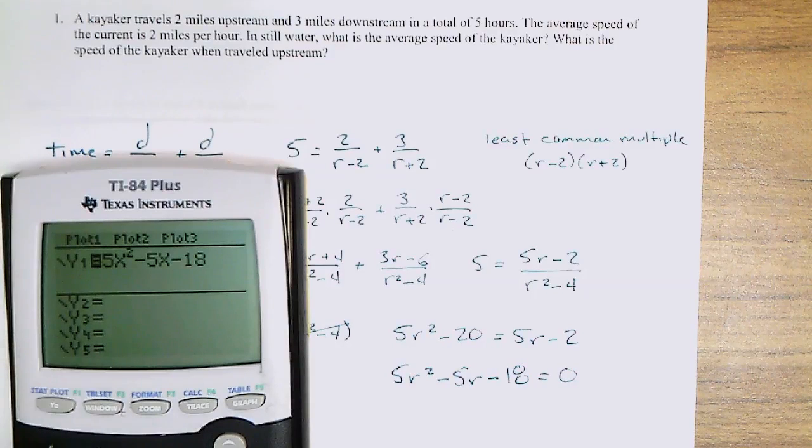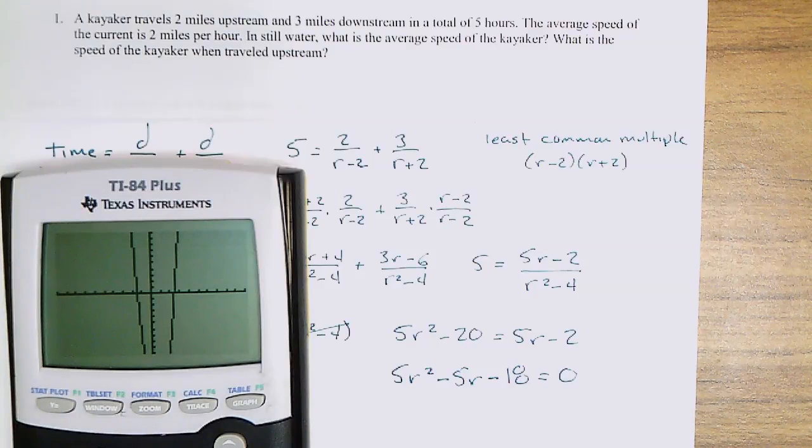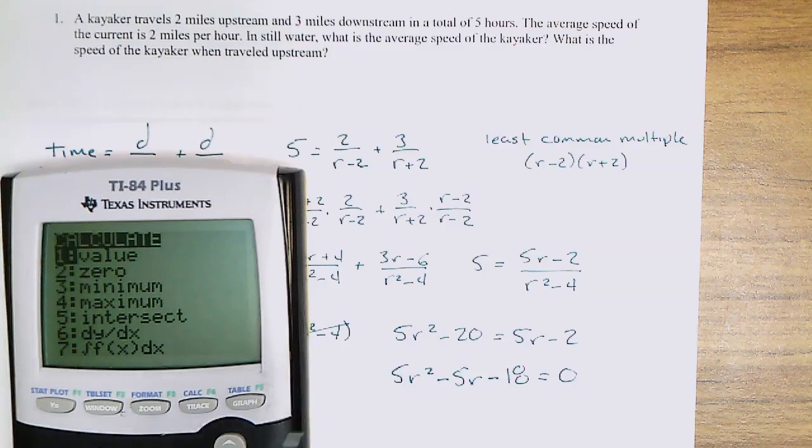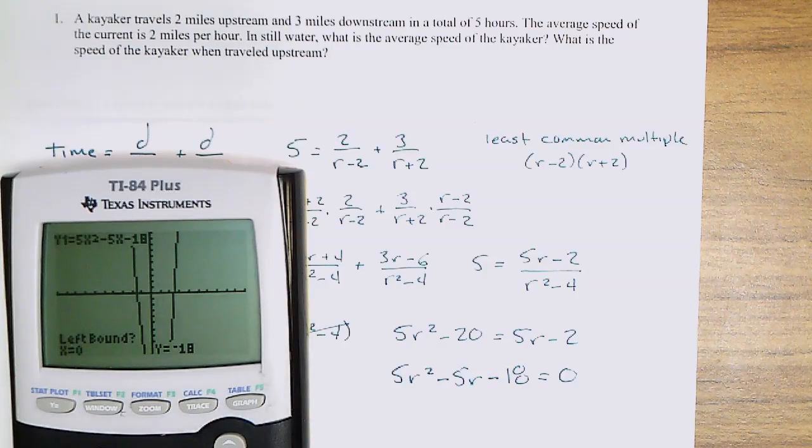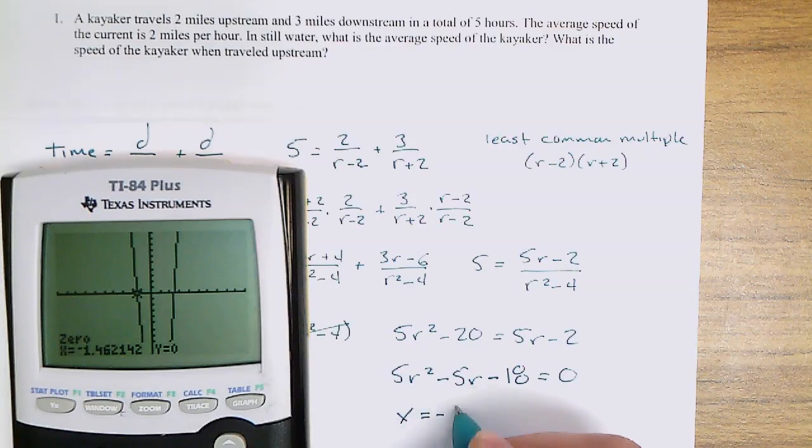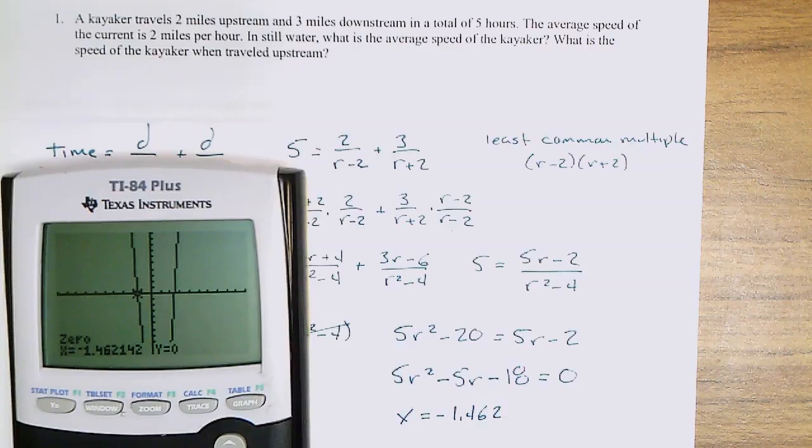Okay, so I've plugged in my function, 5r squared minus 5r minus 18, into the calculator under the y equals. If I hit graph, there's the graph of my function. Now to find my intercepts, my zeros, second trace 2 for 0. So there's my left bound for my first, enter, come below, enter for my right bound, enter again. So I have my first x as x equals negative 1.462. And I'll do this again.